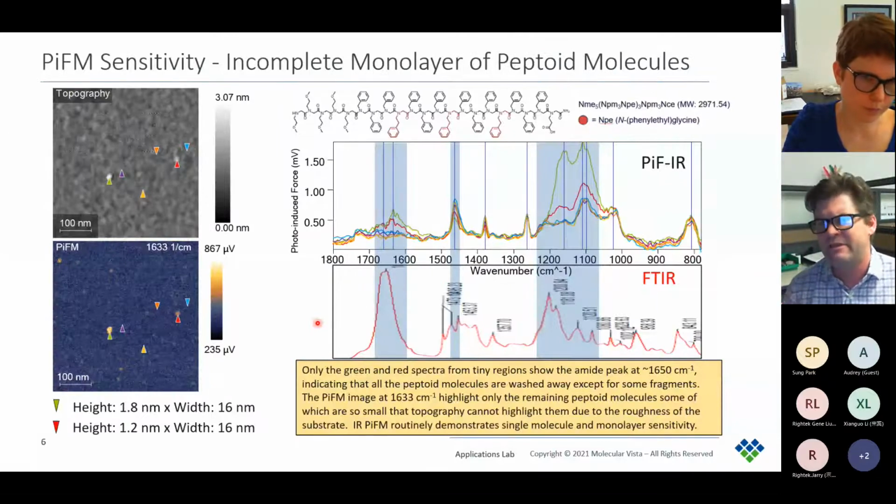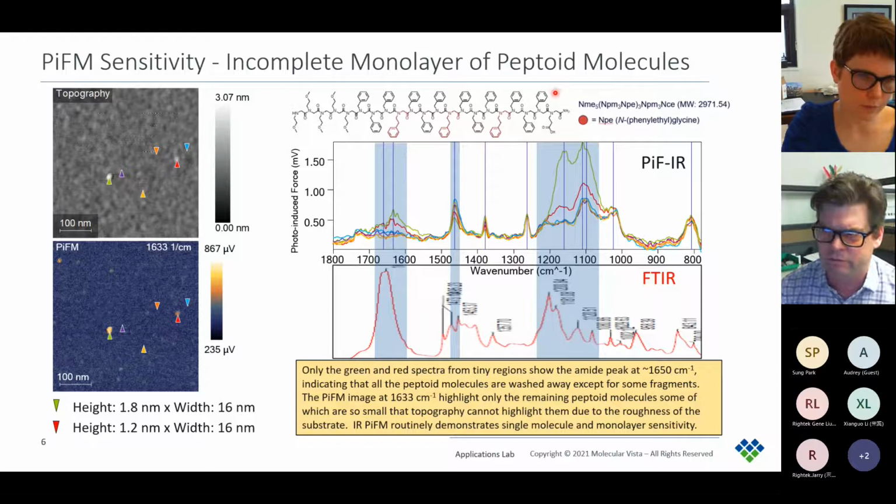Now, how sensitive can we get? This is some very recent work that we've done with researchers at LBL, Lawrence Berkeley National Labs. What they were trying to do was create a monolayer of these peptoid molecules. These are quite big molecules, roughly 3,000 molecular weight, so quite big macromolecules.